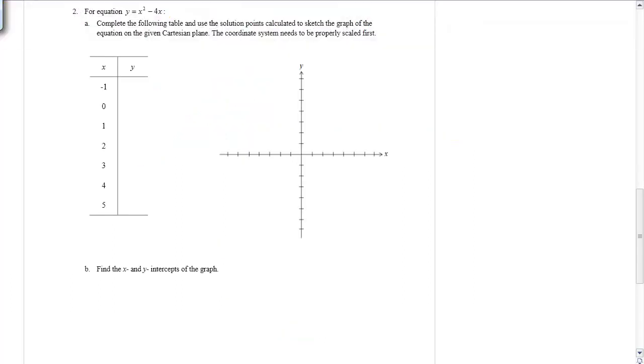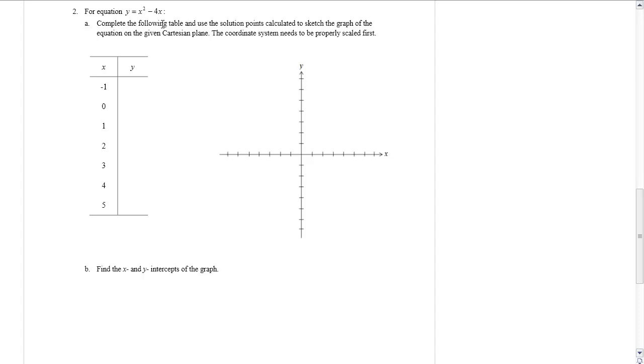For the second problem, we are given an equation y equals x squared minus 4x. First, we're asked to complete the following table to calculate enough solution points, and then we need to plot the solution points on the given Cartesian plane, and then we're going to use those solution points to sketch the graph of this equation by simply drawing a continuous curve through the solution points.